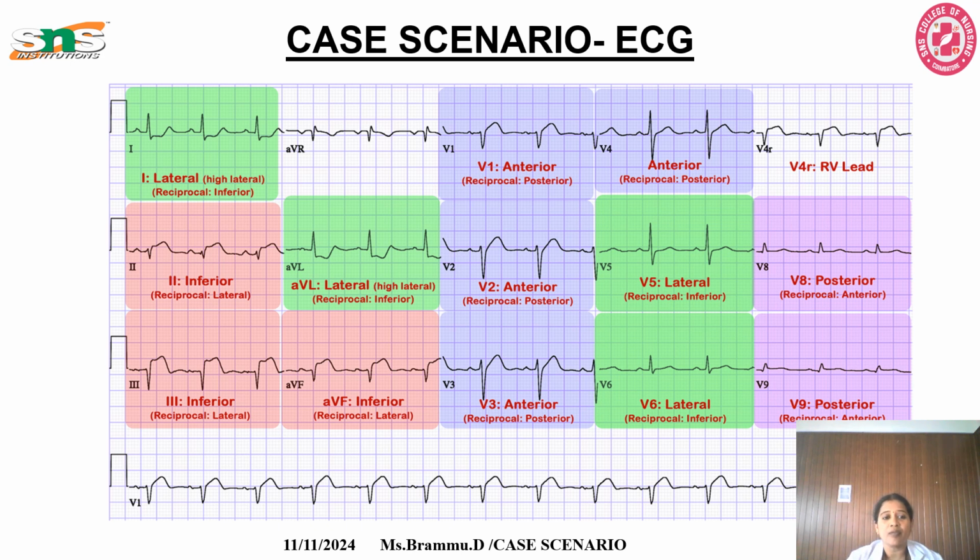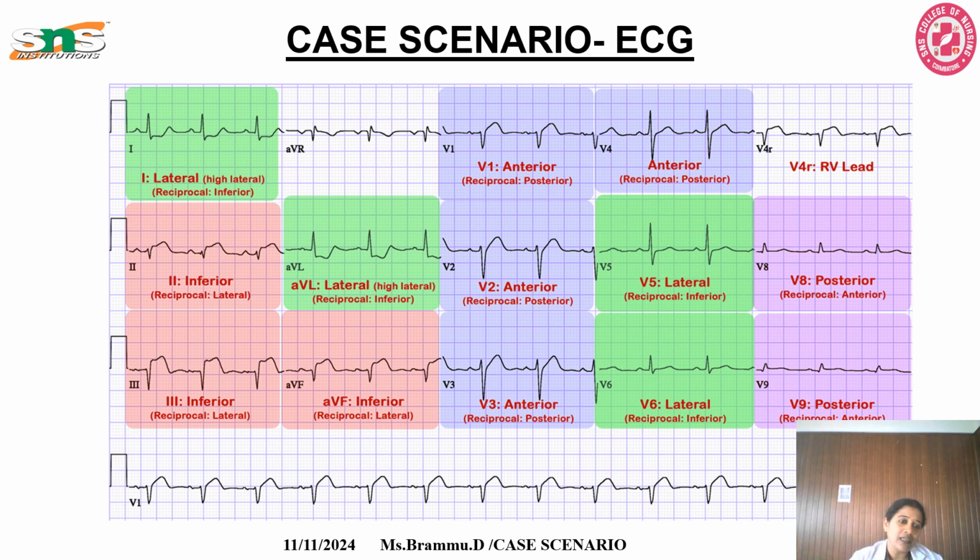And in case the patient is having ST segment elevation changes in lead 1, AVL, V5 and V6, which shows that the patient is having high lateral MI. And if the patient is having ST elevation in V1, V2, V3 and V4, this indicates that the patient is having anterior wall MI. And if the patient has changes in V8 and V9, which shows that the patient is having posterior wall MI. If there is an ST elevation in P4R, that is the RV lead, which shows that the right ventricular chambers are partially affected.